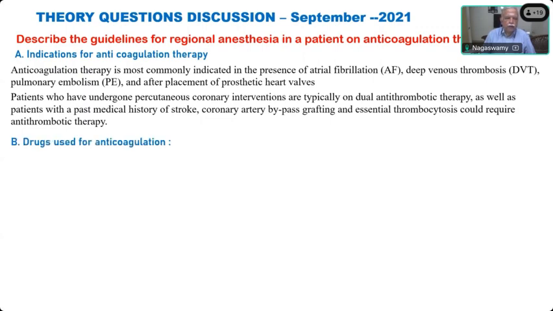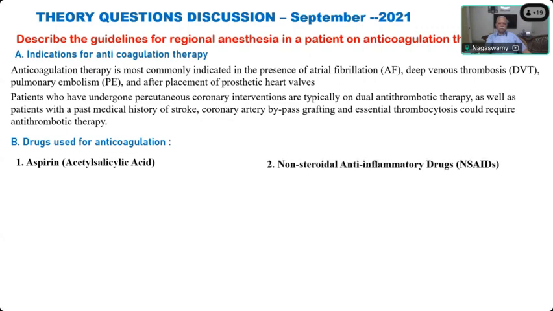The second: what are all the drugs used for anticoagulation? Only when we know the pharmacology and the nature of action of the anticoagulant drugs will we be able to understand and adjust the dosage accordingly. So the commonest drug that is given for many patients is aspirin, acetylsalicylic acid. Second, non-steroidal anti-inflammatory drugs are also used. So what is the difference between aspirin and NSAIDs with regard to anticoagulation effect, Vidhya?